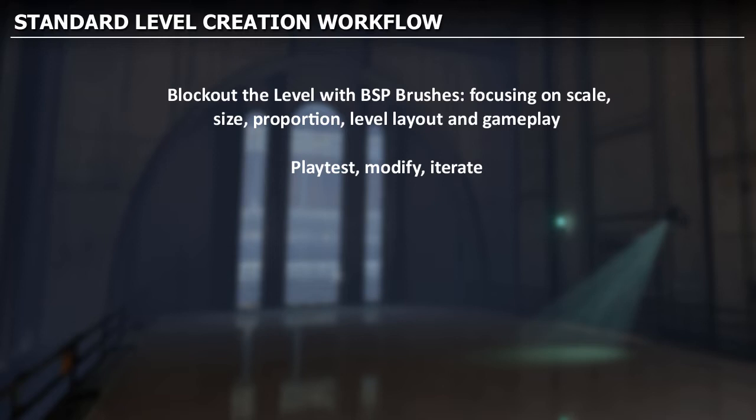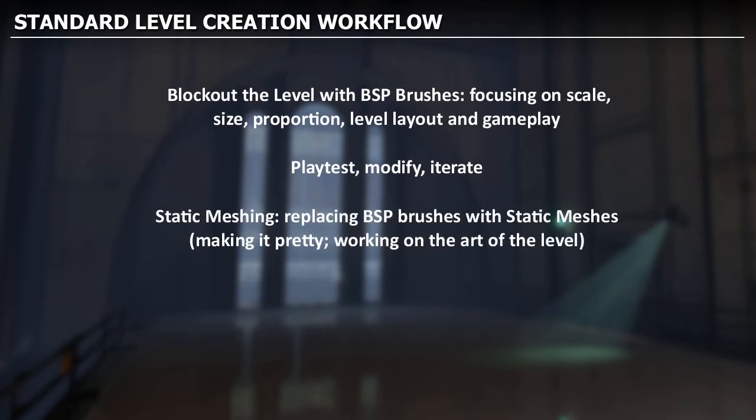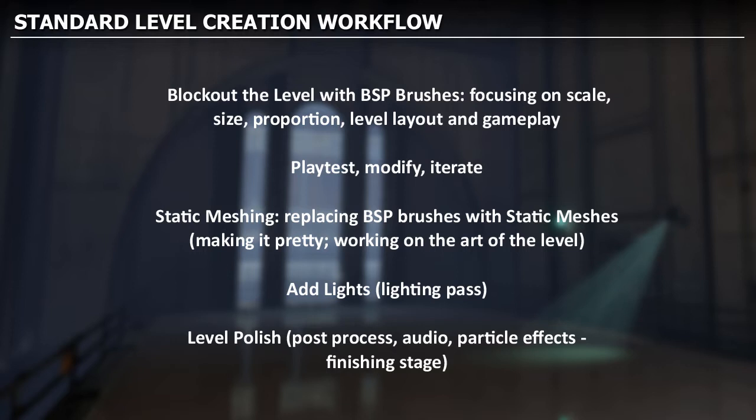Then once you begin to narrow down and lock your layout, then you move on to static meshing. This is where you replace the BSP brushes with static meshes, and you make the level pretty. This is the art pass. Then you do a lighting pass, where you begin to add lights, and do a level polish pass, where you work on post-process, add audio, particle effects, and you take your level to a complete finished stage.